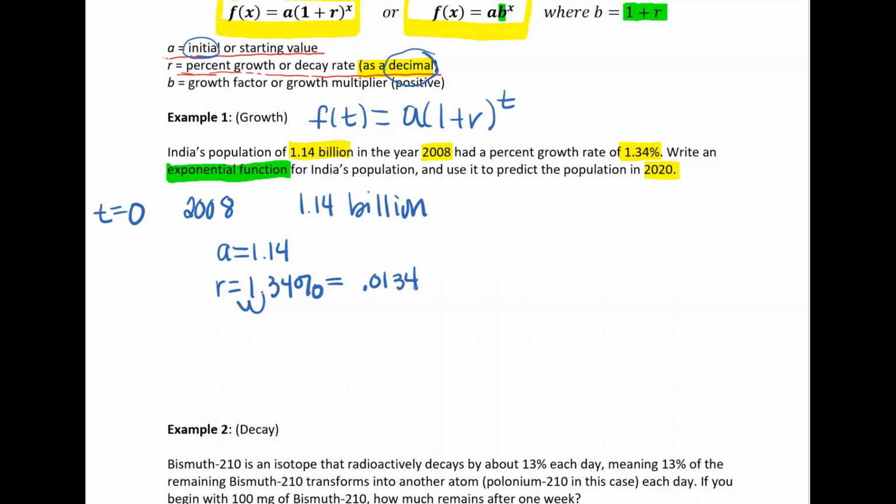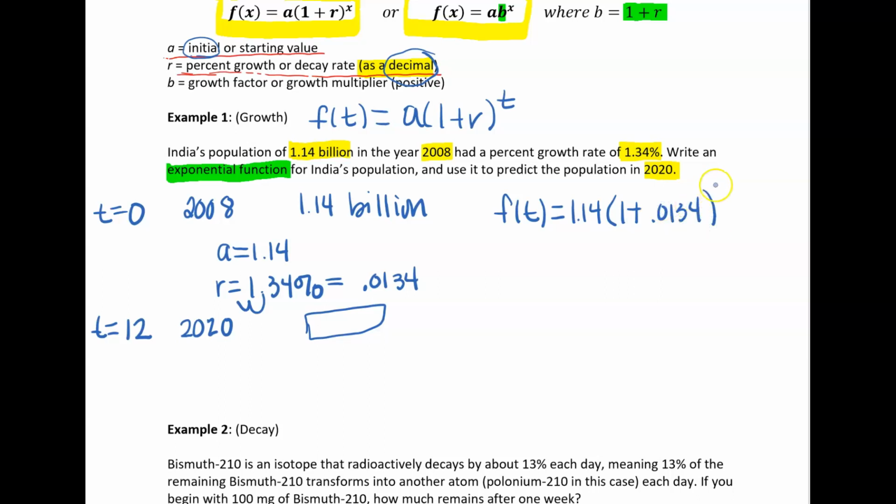And it says use this to predict the population in 2020. So what we're trying to figure out is in 2020, notice that is 12 years difference from 2008, so that's t equal to 12. We want to figure out what is the population. And so let's set it up. We've got f of t equal to our initial value 1.14, parentheses 1 plus our rate 0.0134, raised to the t.